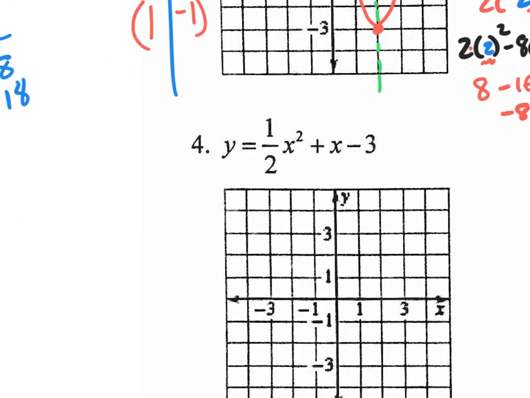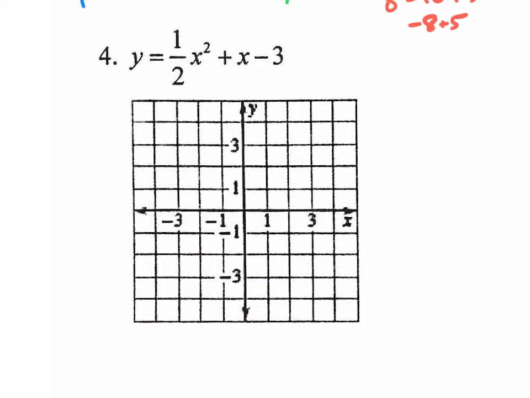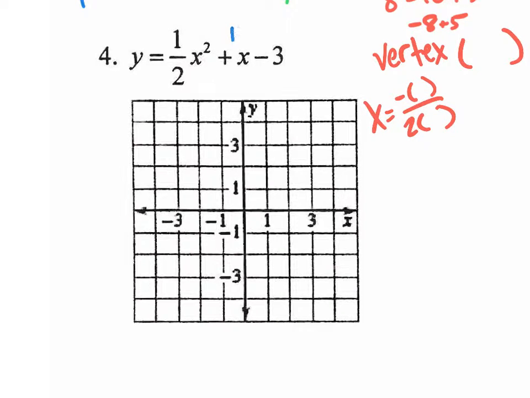So on number 4, let's do this one together right here. Let's find the vertex. What's the vertex? Or how do I find the vertex? X equals what? Negative b over 2a. What's the b value? The b value is 1. So let's put a 1 right here. The a value happens to be what? In this case, 1/2. So when I do the math, on top I'll get a negative 1, and down here 2 times 1/2 is 1, which means that my x value is negative 1. My vertex x value is negative 1.